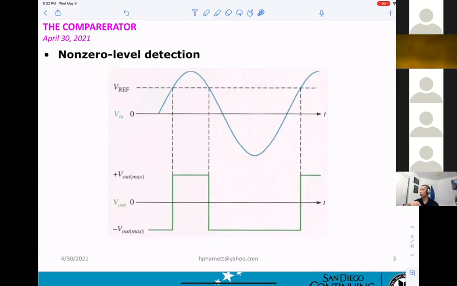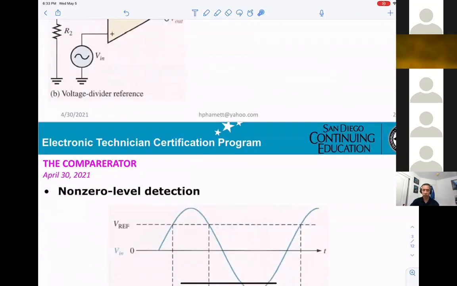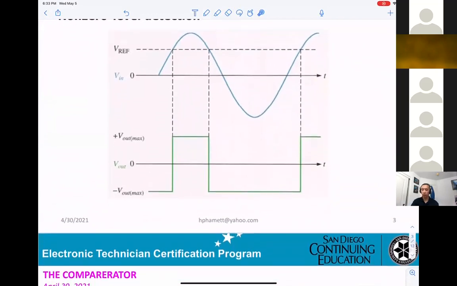Mr. Pham, does this one have to do with the voltage divider one you just did? This one, V reference. Oh, okay, it has to do with that one. We don't have enough room, so both at the same time. Okay, all right, thank you.